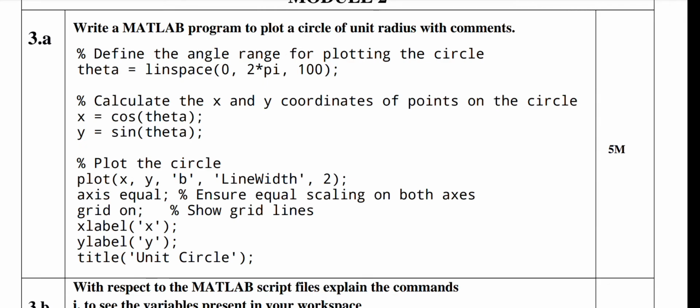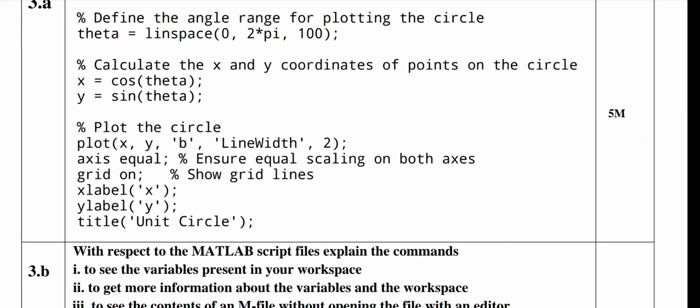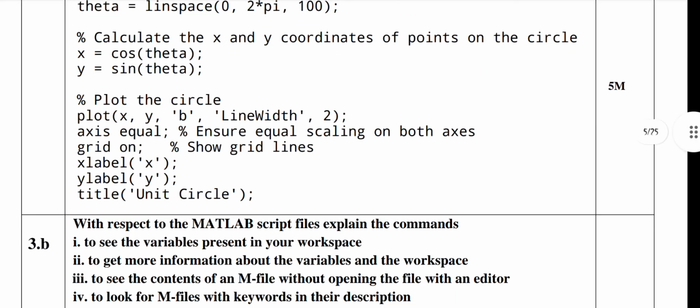Let me explain this. Plot the points x comma y of the circle. First we have to plot the circle, so first plot the points, taking x and y of the circle. Here b is the line color, and the line width is 2. The thickness is for better visibility, so we take a line width of 2.